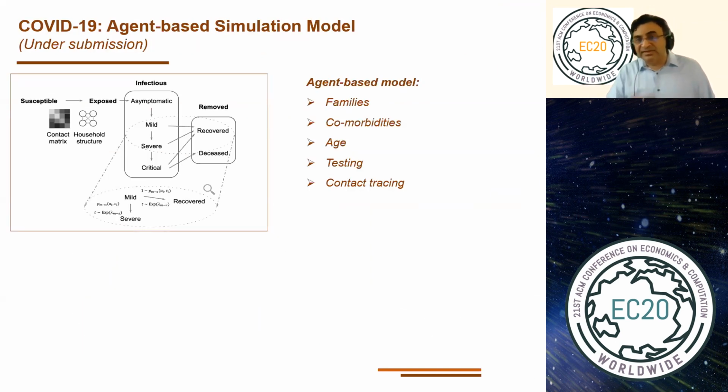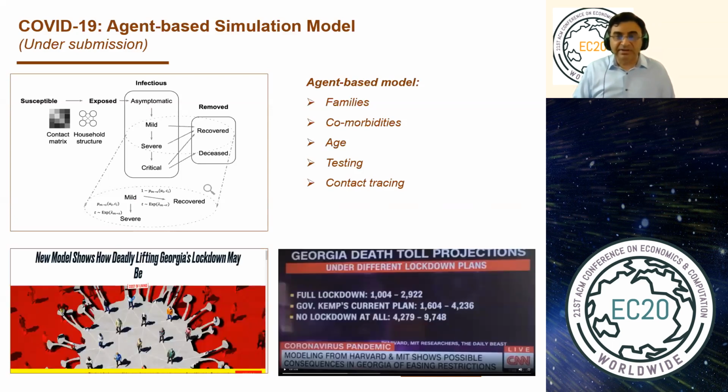So I'll end this section by talking about COVID-19 agent-based modeling. This is recent work that we've engaged in. An agent-based model that we've constructed has families, comorbidities, age, testing, contact tracing, and an SCIR model. Early results from this got picked up in the media about our predictions for Georgia and Florida and so on.